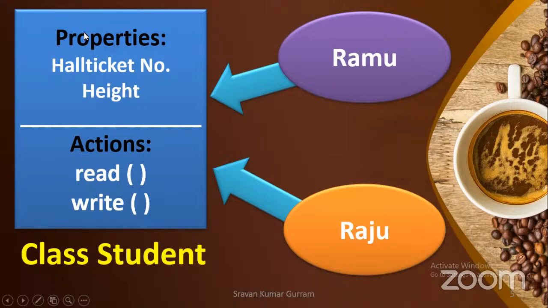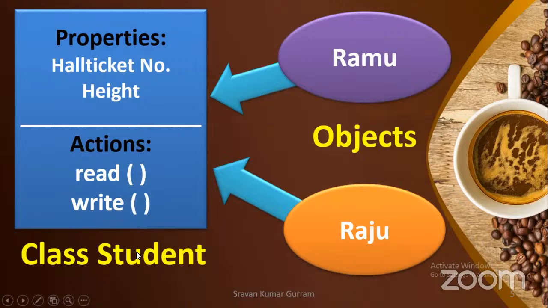Now, if you write the common properties and actions at a single place, that is called a class. A class is a collection of common qualities of the objects and common actions that can be done by the objects. That is the general definition. What is an object in this example? Ramu is one object. Raju is one object. These are the objects which have a physical existence. And the common properties and actions that can be done by the objects is nothing but a class.